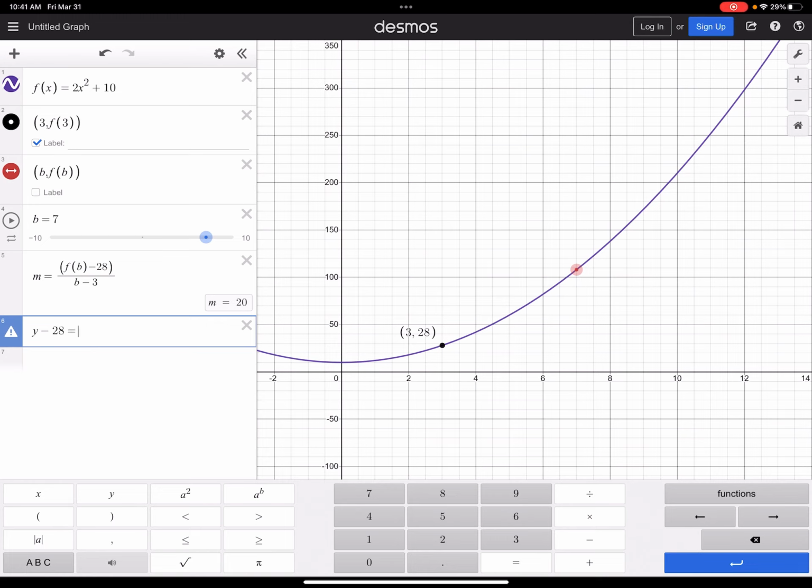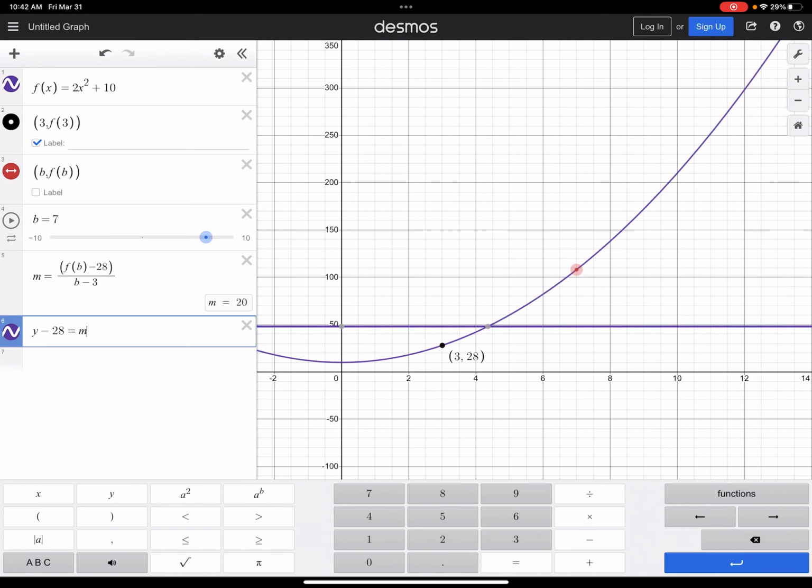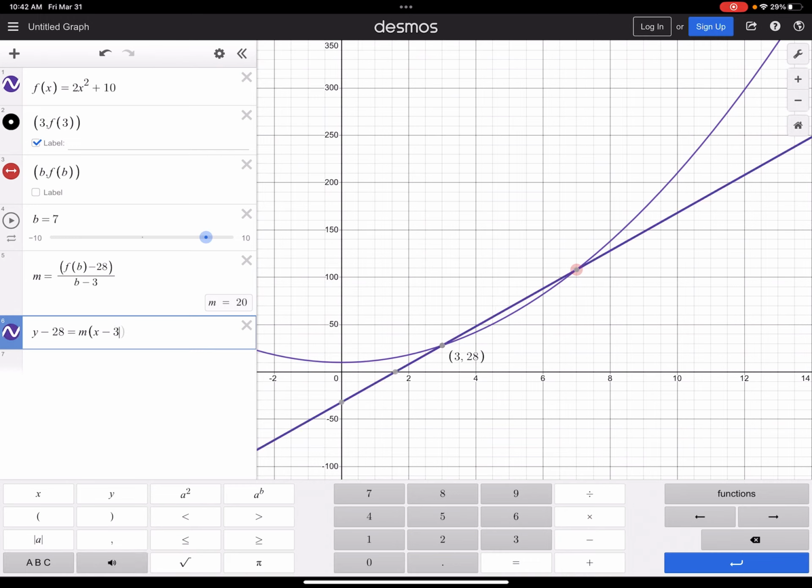equals, and then the slope, I'm just going to use m for the slope because we want it to change as I drag the slider, and m has already been assigned above in line 5 to calculate correctly every time I move the slider. So if I just use m again, it'll borrow the m calculation from above, and then parentheses, and then we do x minus the x coordinate. So x minus, and then the x coordinate of the black point is 3.